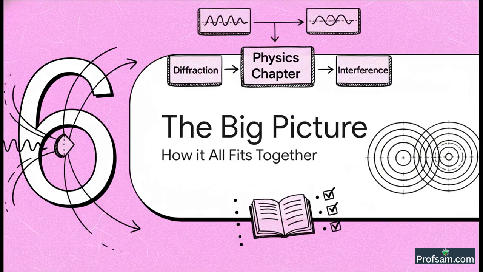All right, so we've seen the main concept, we've looked at the formula, and we've talked about the big mistake to avoid. Now let's just take a step back and see how all this fits together, especially with interference. And then we'll do a quick summary for your final revision.